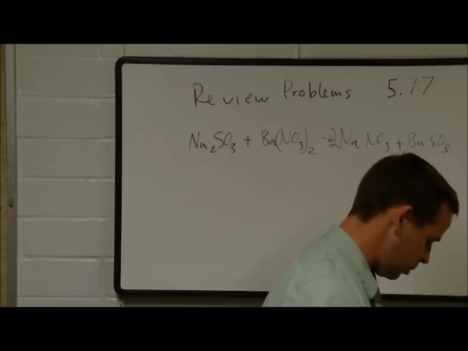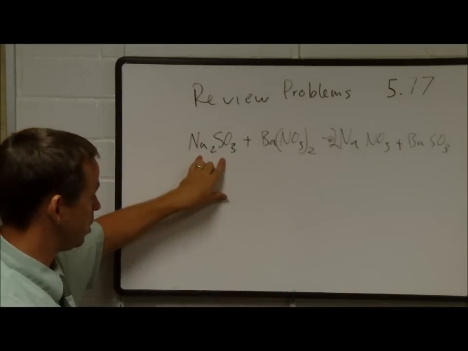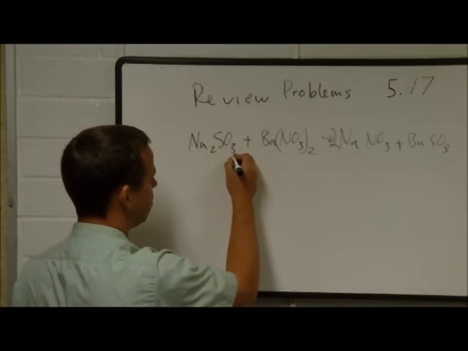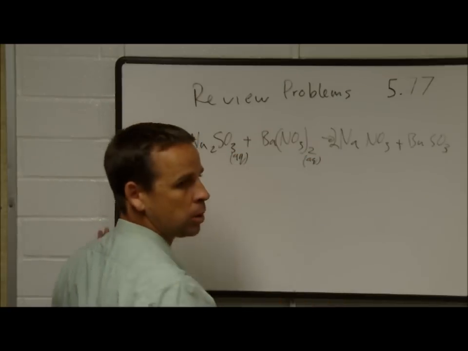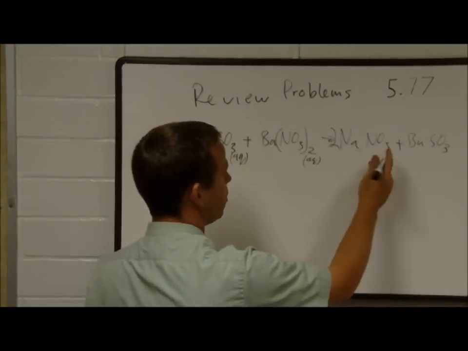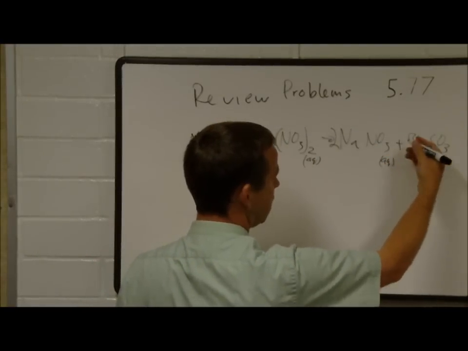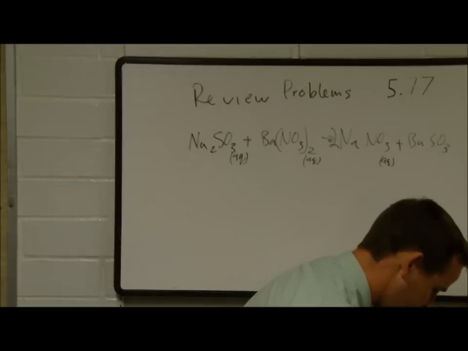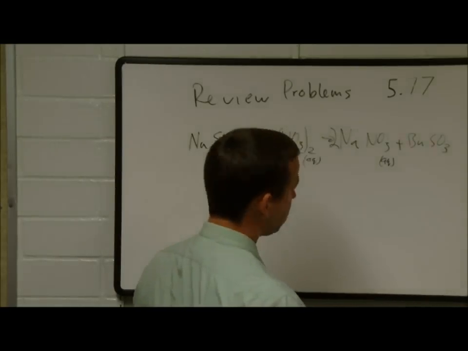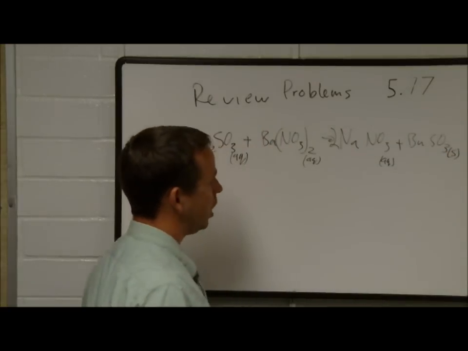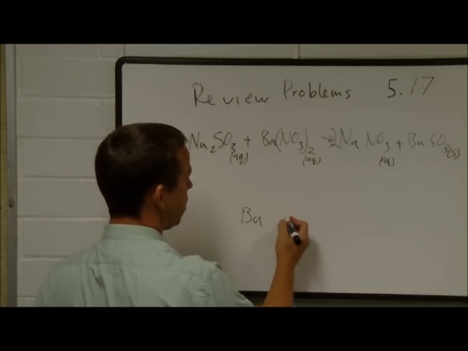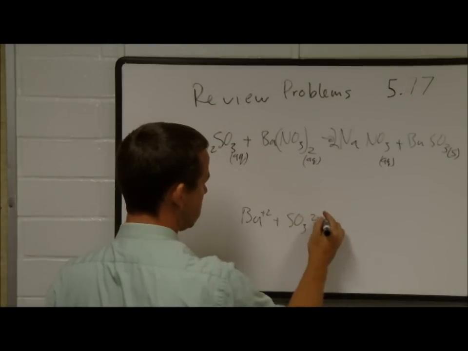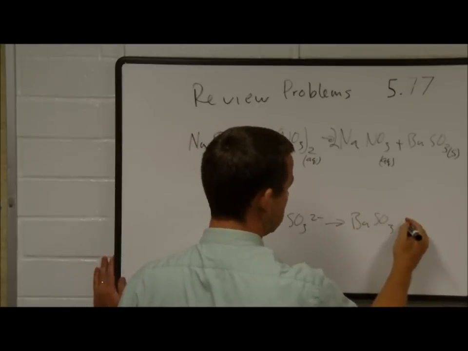Sulfites are generally insoluble, but we have our sodium, right? So this one is soluble. Sodium sulfite, soluble. Barium nitrate, nitrates are soluble. So these are both aqueous. Okay? And sodium nitrate is aqueous, but sulfite, again, is not generally soluble, and barium is not one of the exceptions there, right? So it says sulfites are insoluble except for group 1A and ammonium, right? So, solid. So the net ionic equation is going to be barium plus 2 plus SO3 2 minus, product barium sulfite, solid, right?